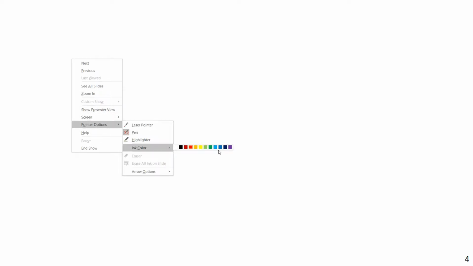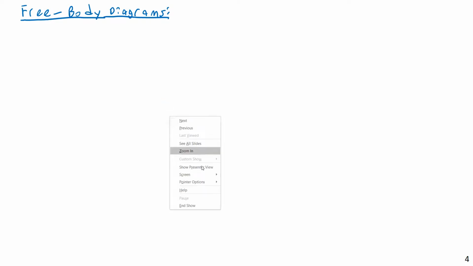This is maybe something you've seen before, or maybe not. Let's look at free body diagrams. I'm going to talk about this with a focus on the course of statics. You may have seen this before in other courses, but it's always good to have a refresher. So first of all, what are free body diagrams?